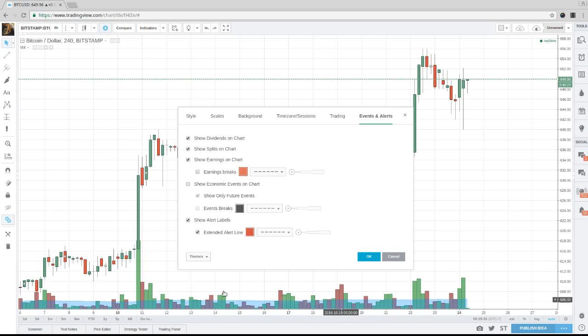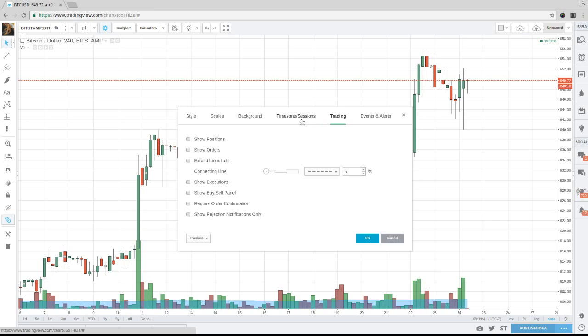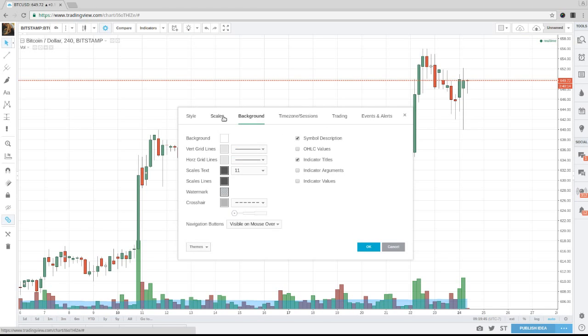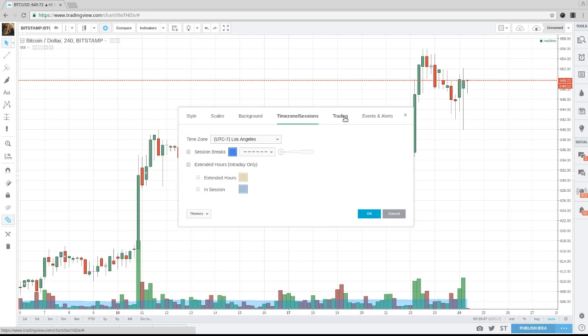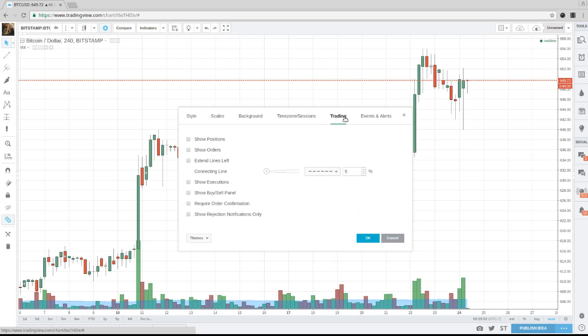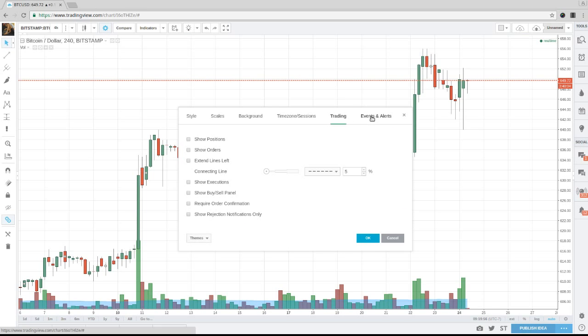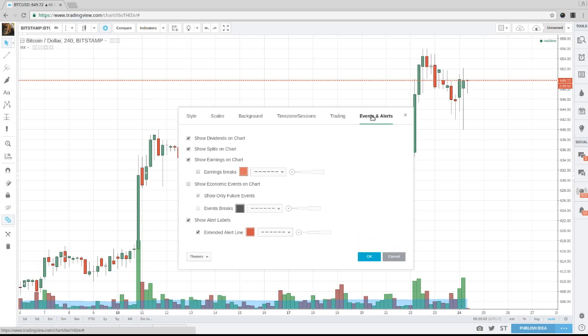So you'll see bubbles if you're looking at Intel or if you're looking at Microsoft or something like that. So time zone and sessions, things like this, obviously apply to more traditional trading. Now, if you want to do that, obviously TradingView has a big community of people trading Forex, foreign exchange, stocks, things like that. These will probably be more interesting to you.